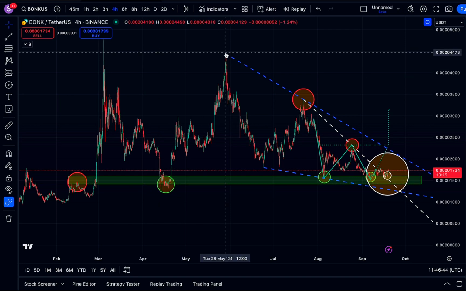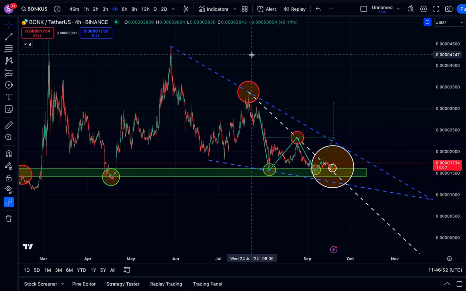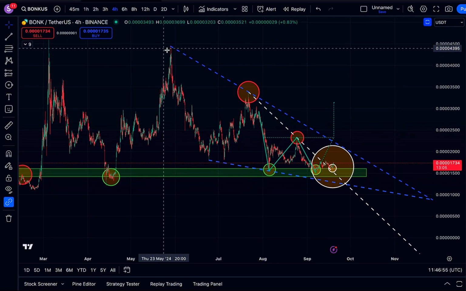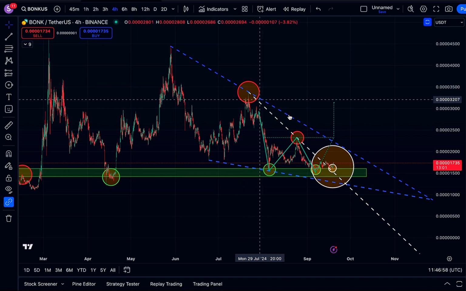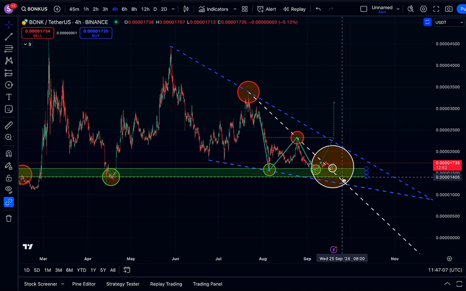After this high low, bonk did around 28th May 2024, bonk has been trading on a downtrend, but still bullish. The down part of this triangle is 24th of June 2024. This could have been a continuation pattern towards the downside.